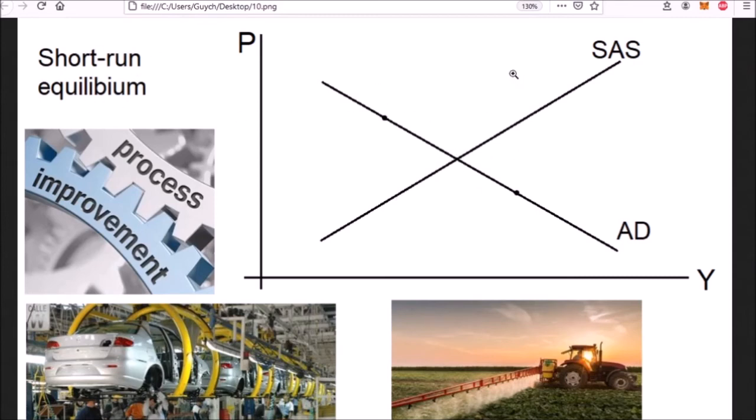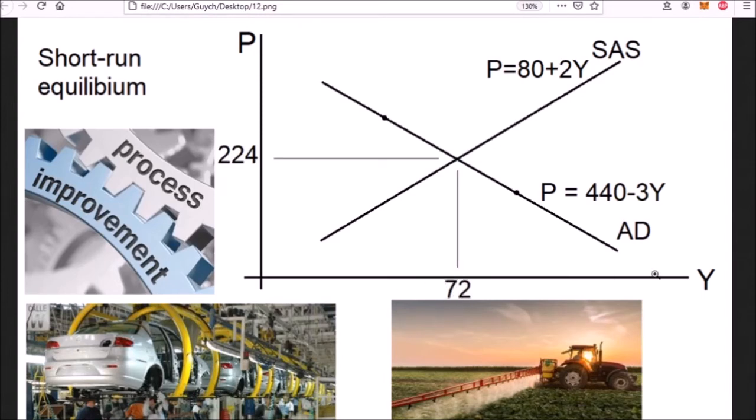And of course, we can also throw in some numbers here. Let's assume that the short-run aggregate supply curve is represented by this equation, P equals 80 plus 2 times Y. And aggregate demand is represented by this equation, P equals 440 minus 3 times Y. With these equations, I'm sure you can find the short-run macroeconomic equilibrium, represented by this point, which corresponds to number 72 on the y-axis, meaning that the current GDP level is 72.